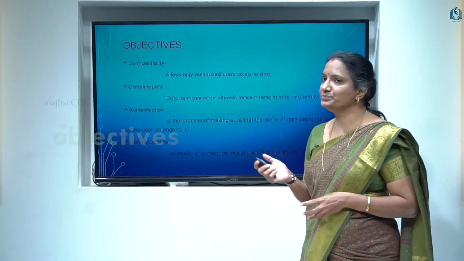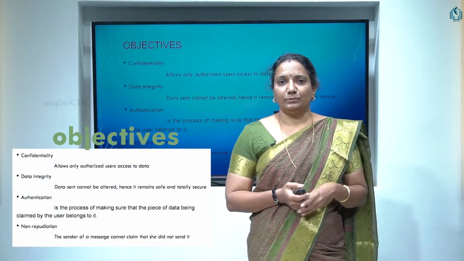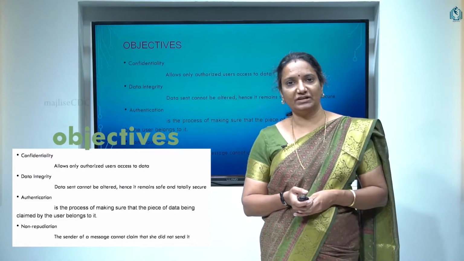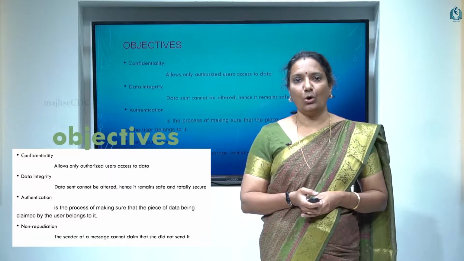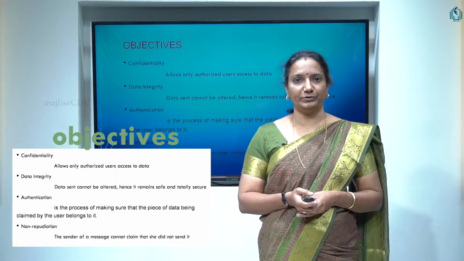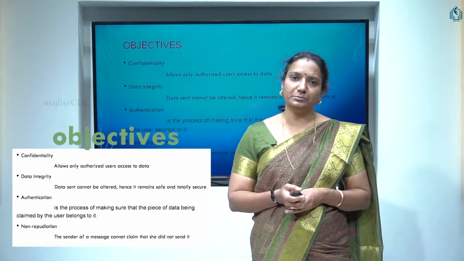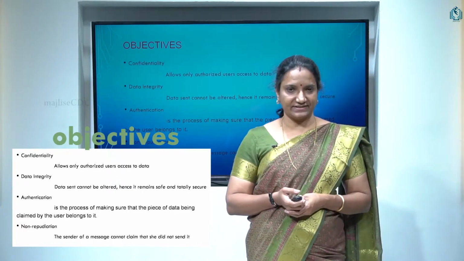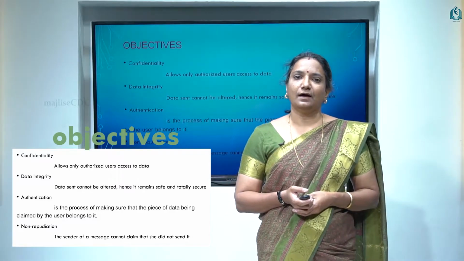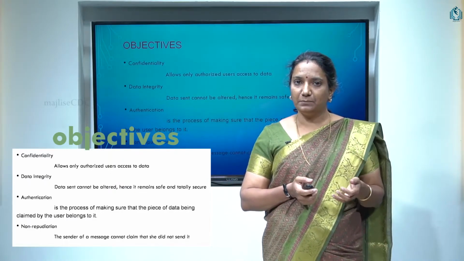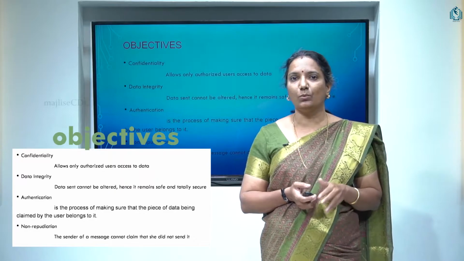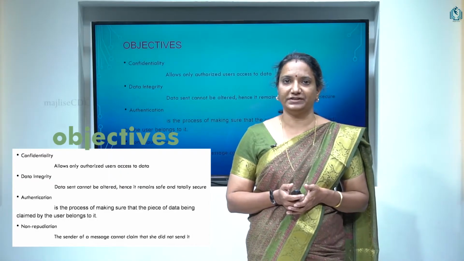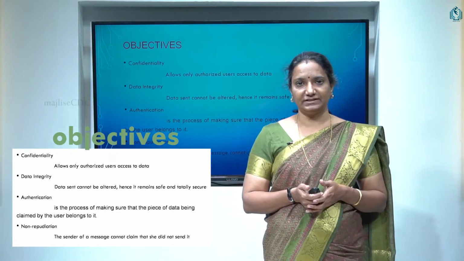Next, objectives. For secure communication, there are four objectives: confidentiality, data integrity, authentication and non-repudiation. Confidentiality means allowing only authorized users to access the data. That is, the data sent by a sender is received only by the trusted receiver. That is confidentiality.